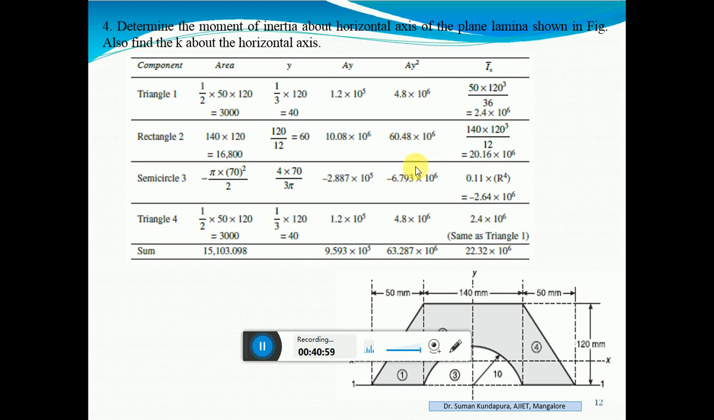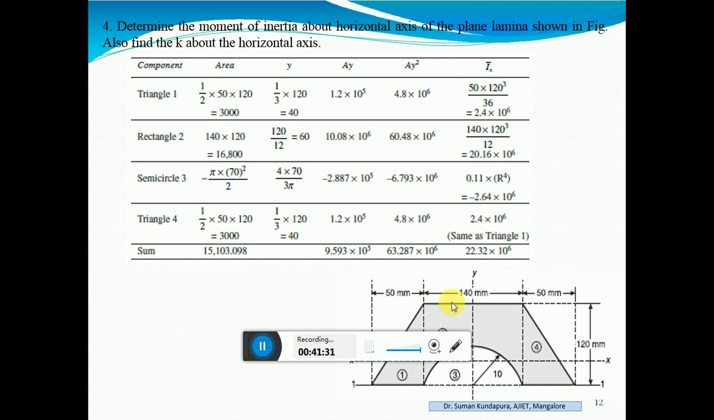Area is minus, so even this will be minus. Okay, and moreover, even here the semicircle moment of inertia about the x-axis, there is Ix bar, here also you have to include the minus sign. So coming to triangle first, this is half into base 50 into height is 120, so half into base into height, you'll get 3000 as the area of this triangle.